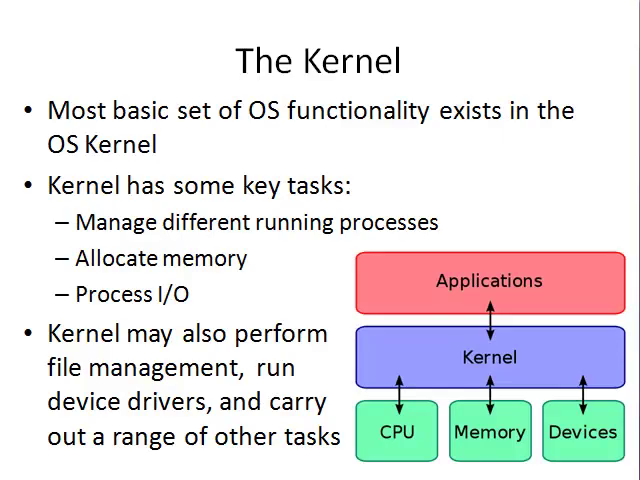So what is this kernel? What is the whole point of the kernel? The kernel collects together the most basic set of operating system functions and features. There are some very key tasks that the kernel has to do. It has to manage the running of different processes. It has to be able to allocate memory to those processes, and it has to be able to process input and output. The kernel may also be in charge of managing the file system, running the device drivers, and carrying out a range of other tasks, but not necessarily.